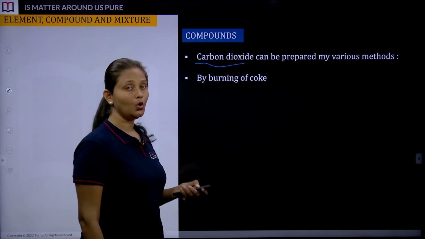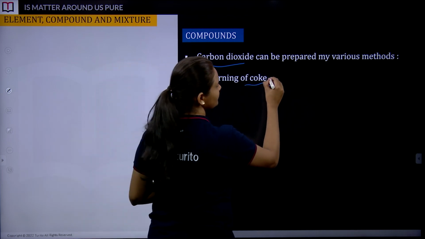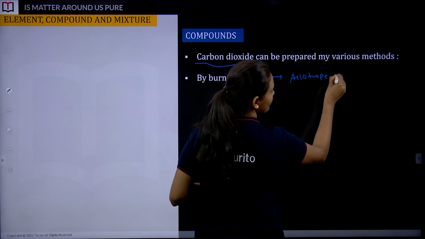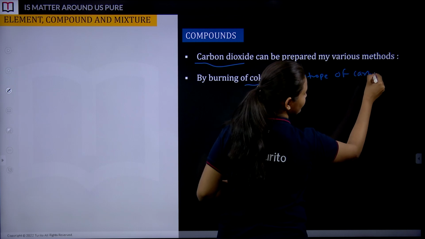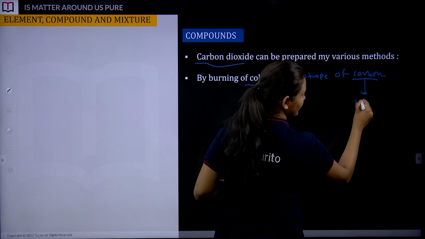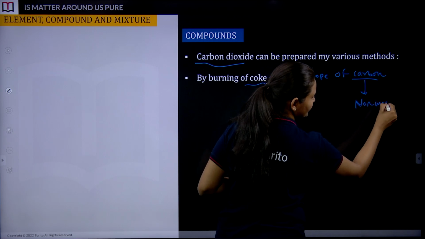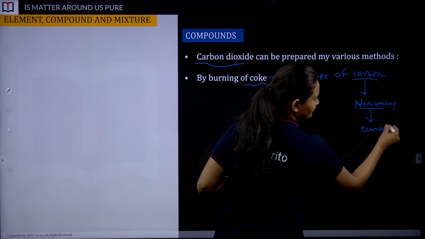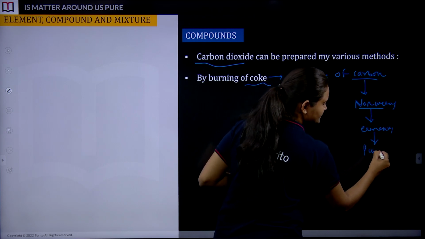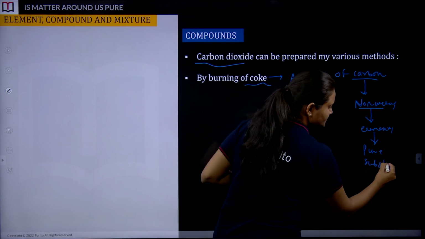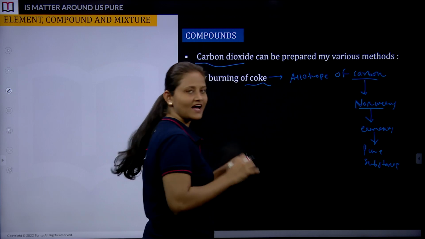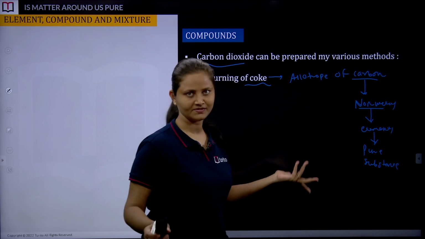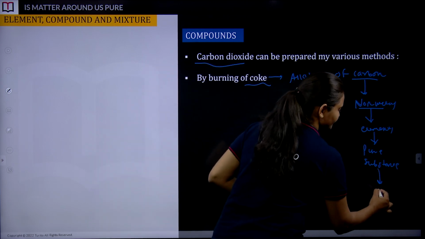First is by burning coke. Now what is coke? Coke is nothing but an amorphous allotrope of carbon. Try to understand. Carbon is nothing but a non-metal. Okay, it is a non-metal which is your element, which is again a pure substance. Just to revise, I have drawn the link: carbon, non-metal, which is element, which is pure substance. Okay, again I can say it's matter.